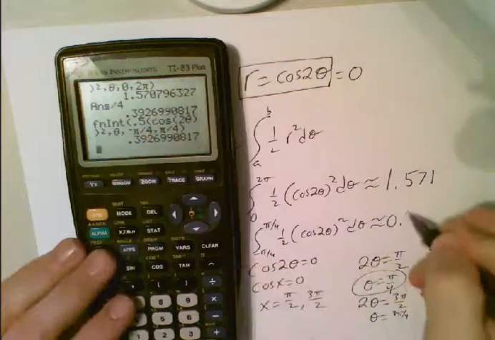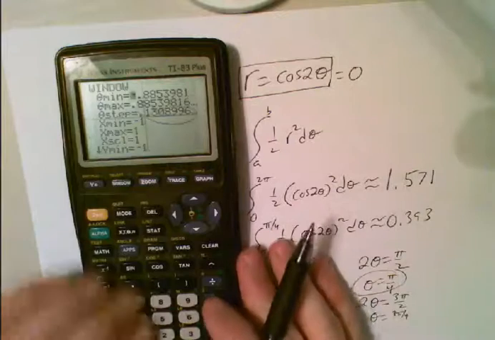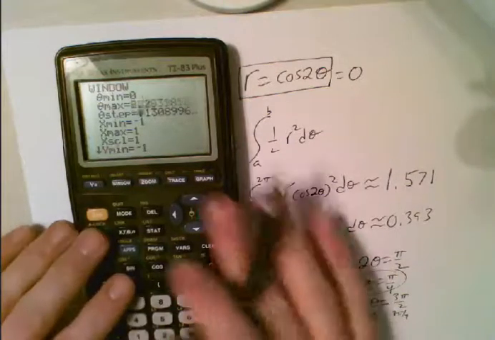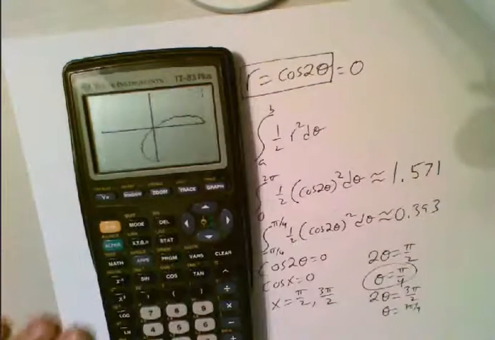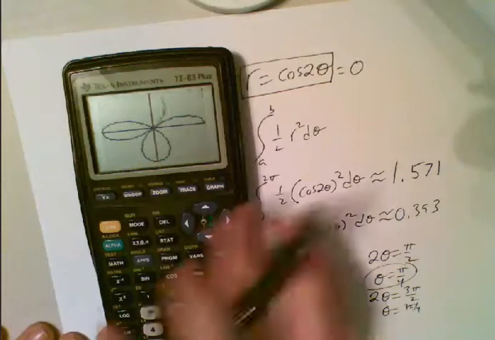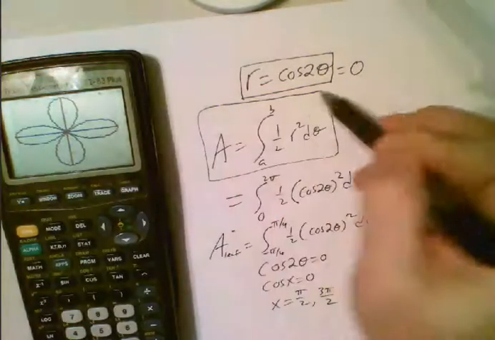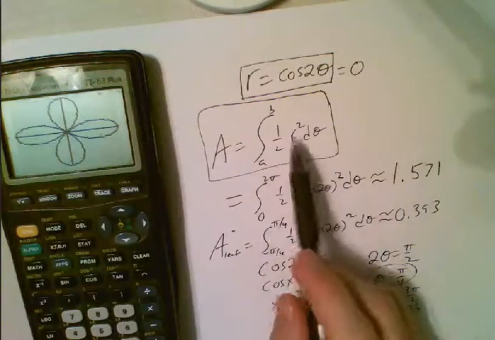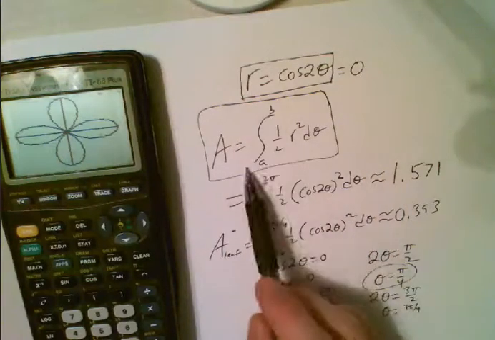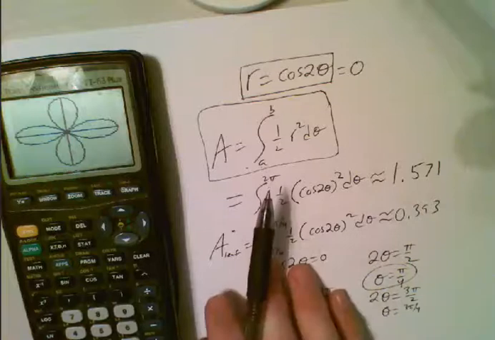So this is 0.393. Okay, so your picture, I'll make a full picture again, 0 to 2 pi. Get a good picture. Figure out what theta values you're using, and follow the basic formula of just a sector, adding up an infinite number of sectors between one theta and another, and you'll have your area, your polar area.